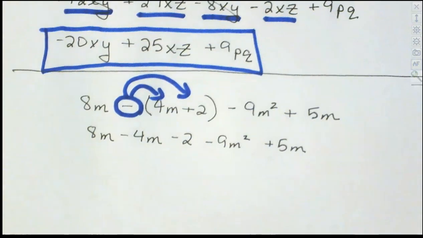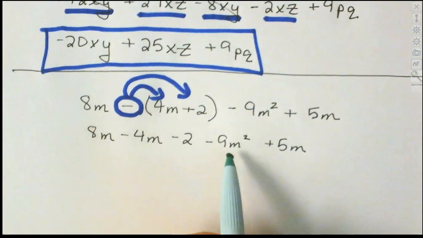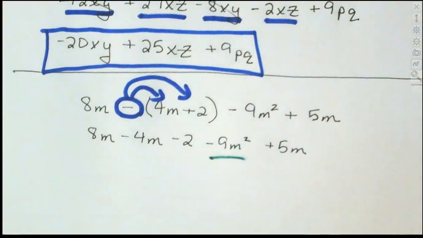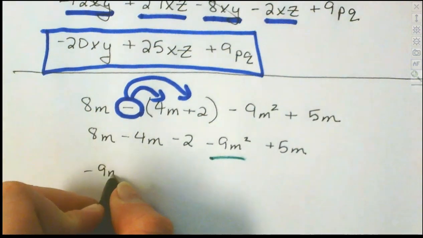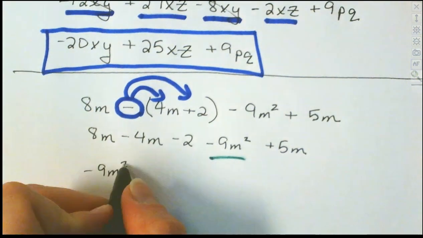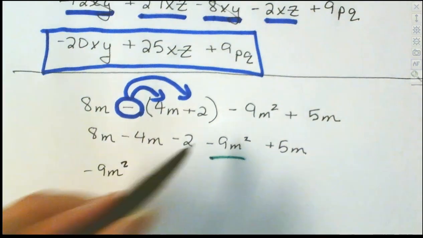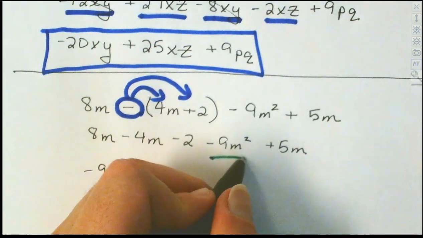So let's start with our highest power first. And so that's going to be a minus 9m squared. Nothing else can go with it because no other ones are squared. So the minus 9m squared goes first. And that's just the way I normally write things, is the highest power first.